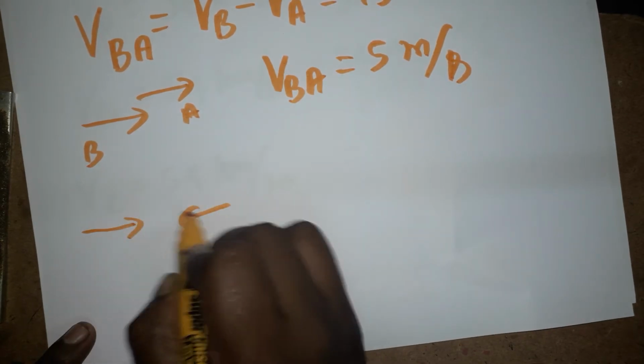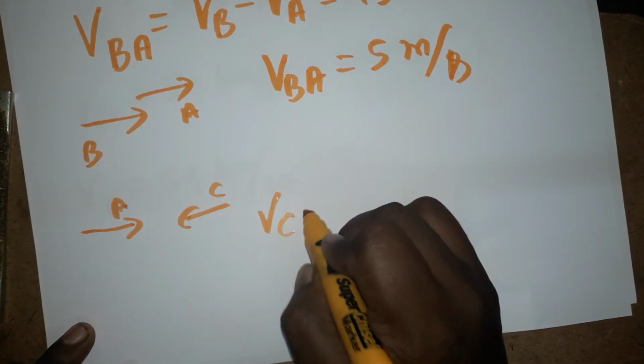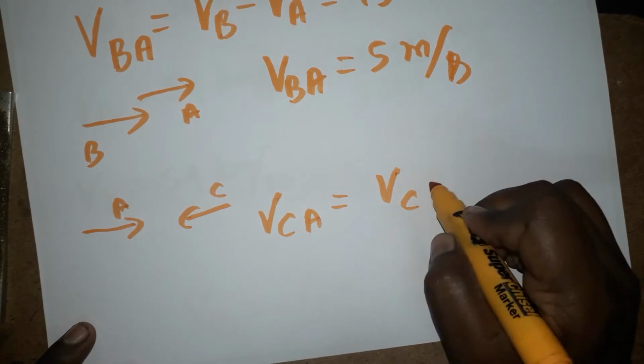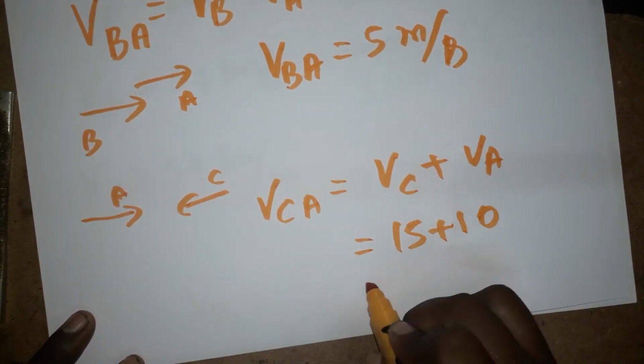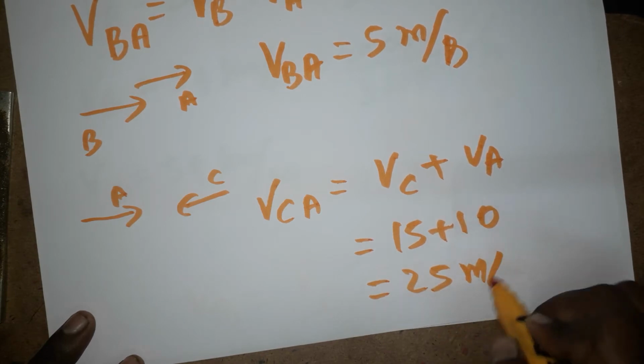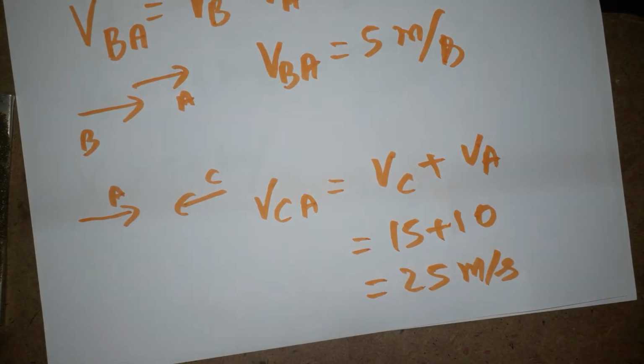A and C are in the opposite direction. Velocity of C with respect to A is velocity of C plus velocity of A, which is 15 plus 10, so I get 25 meter per second. Now I have got the relative velocities.